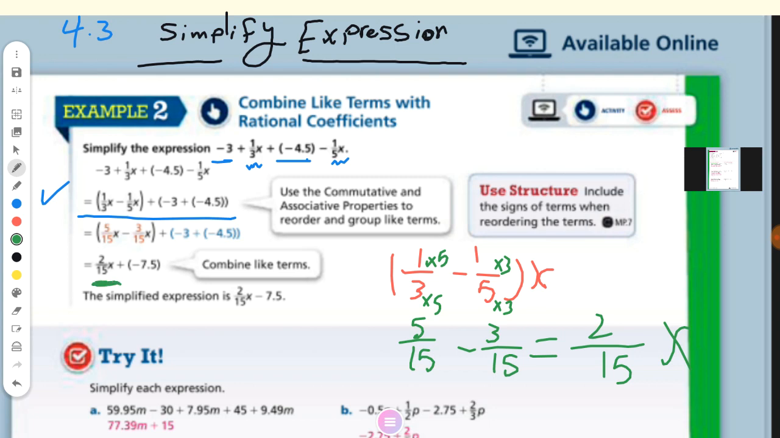Okay, negative 3 plus negative 4.5. Both are negative, as you see here. So both have the same sign, and we add. We will put negative, yes. Add 3 plus 4.5, it will be 7.5, and that's it. Okay? So it's easy to calculate or combine like terms to simplify the expression, okay?